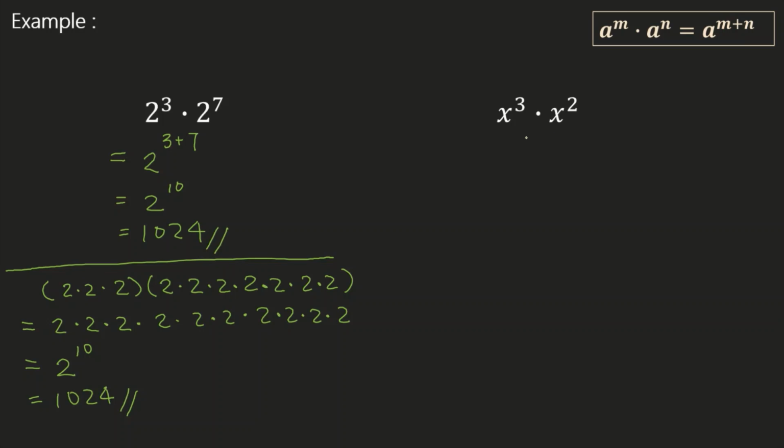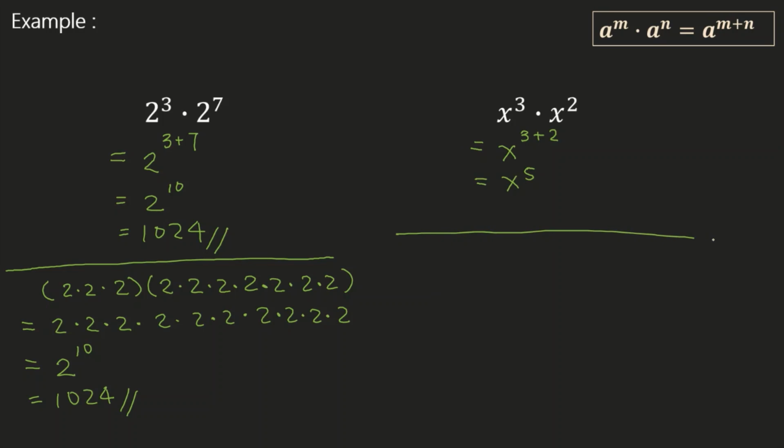Now let's take a look at this problem on the right. We have x to the third multiplied by x squared. Again, similarly, these two terms have the same base, which is x. So according to the property, we can do x to the power of 3 plus 2. And this gives us x to the fifth. Okay, so that's the answer.